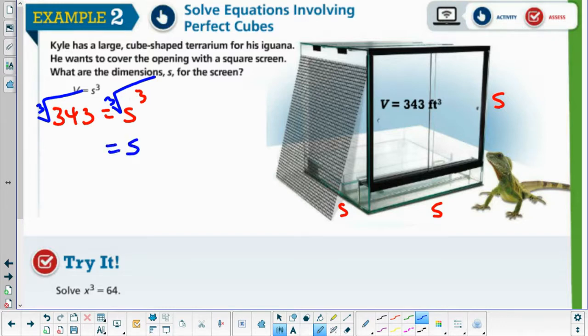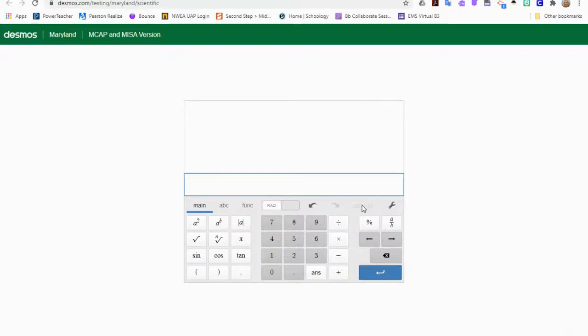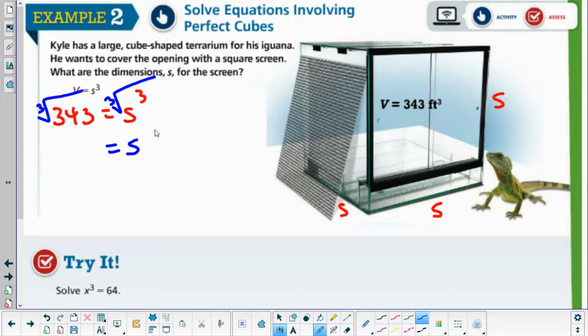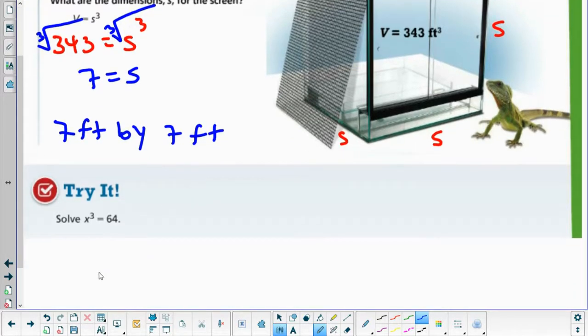So we have S equals, and let's use our Desmos calculator to figure out what the cube root of 343 is. So I'm going to get my Desmos calculator, clear it. I'm going to use the nth root. I want the third root, or cube root, of 343. And you see my answer is 7. So the side lengths are 7. Okay, so it says, what are the dimensions for the screen? The screen would be 7 feet by 7 feet. Okay. All right, see if you guys can try this bottom one. Go ahead and pause your video.